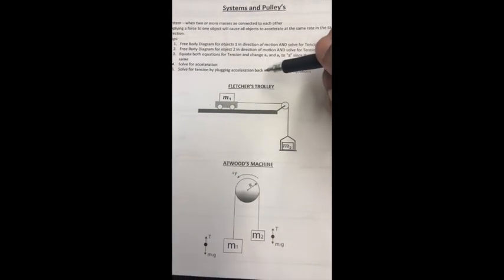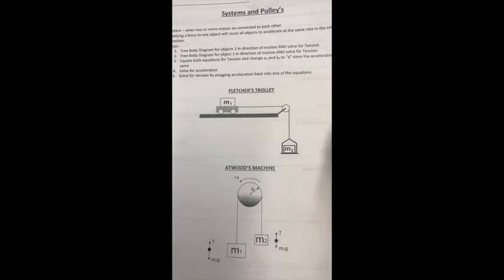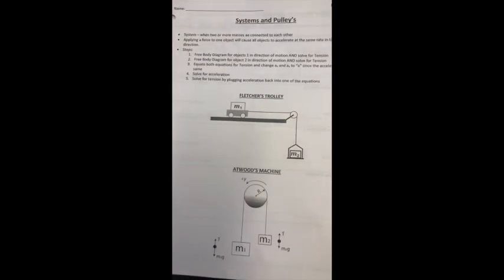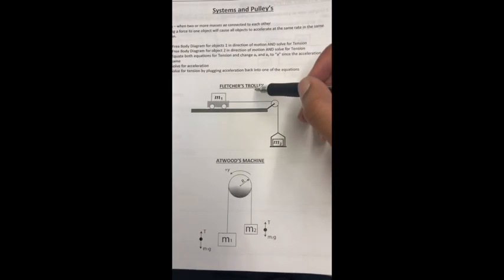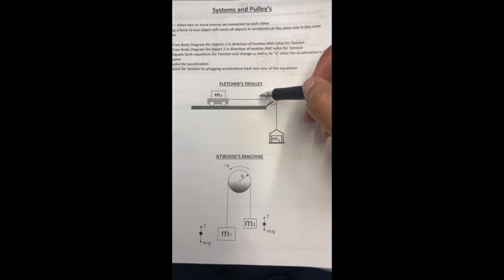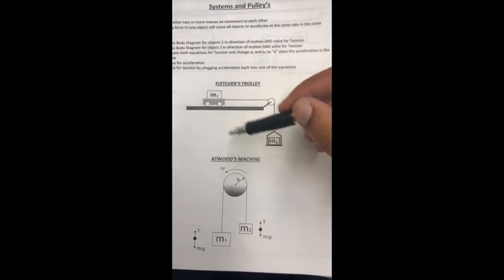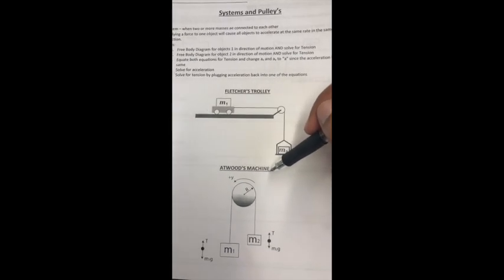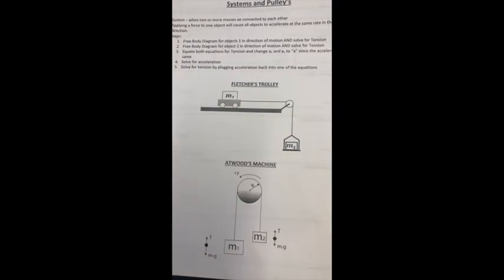Because for these problems, we're going to be, one, looking for acceleration, and then we're going to be looking for tension. So in this first video, I'm going to be talking about Fletcher's trolley without friction. Then I'm going to talk about Fletcher's trolley with friction, and then Atwood's machine. Because these are the two types of systems that we're going to be working with.